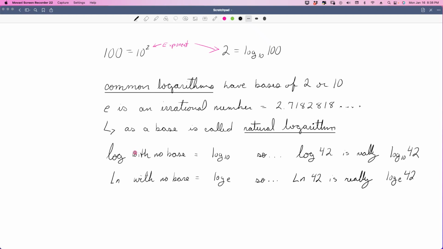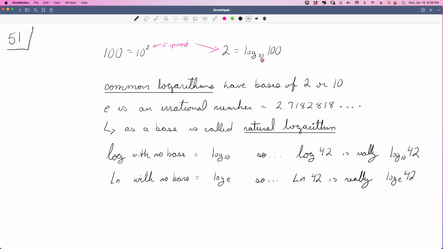So today we are in lesson 51 and we are going to talk about common logarithms and natural logarithms. So we remember that a logarithm is just another way to write an exponent, right? So the answer is the exponent when we write a logarithm.